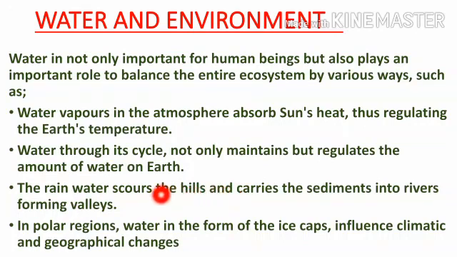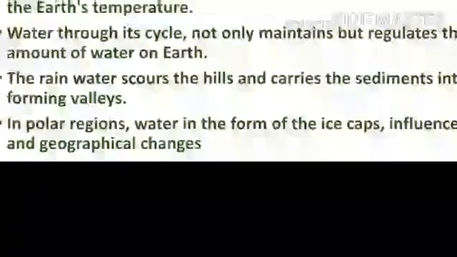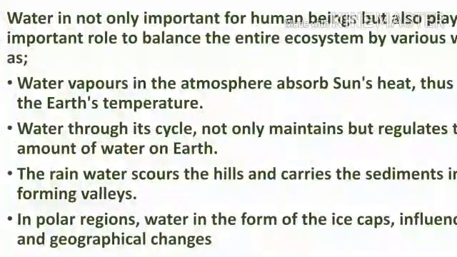Next, polar regions. Polar regions means the areas which are located near the north or south pole, or between the north and south pole. So you can say water is in the form of ice. Water is going to be in the form of ice caps in the polar regions, which means there will be masses of ice, and the masses of ice are located at a 50,000 kilometers square area of land.